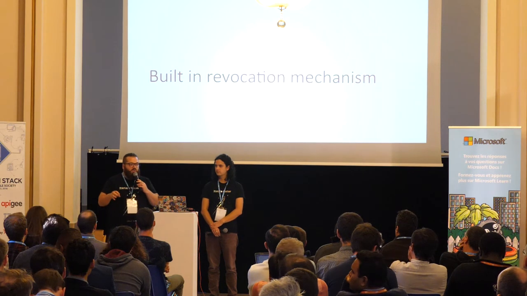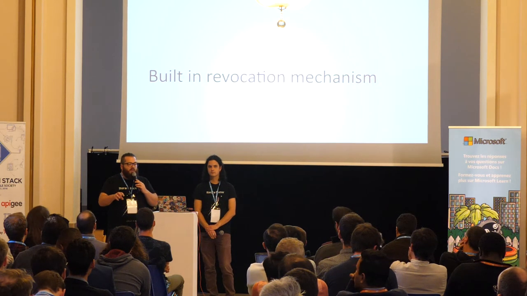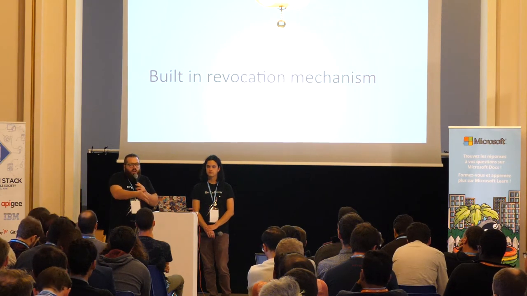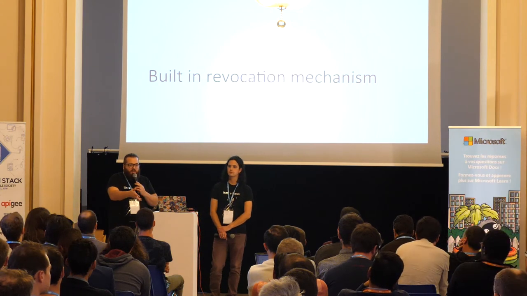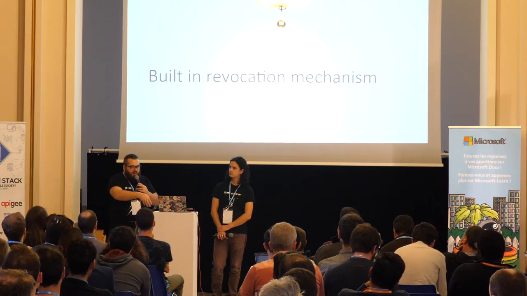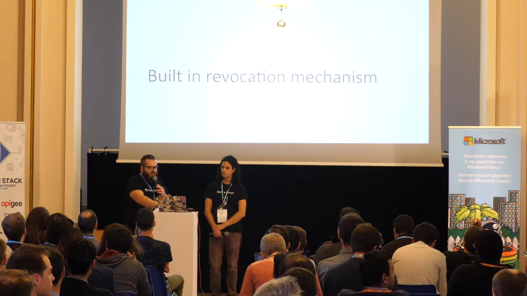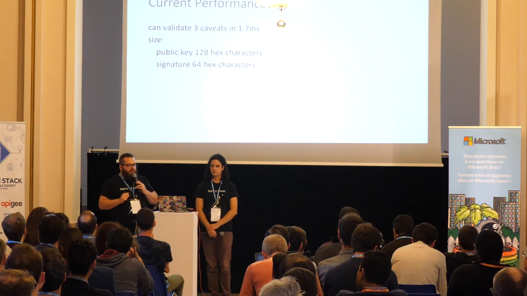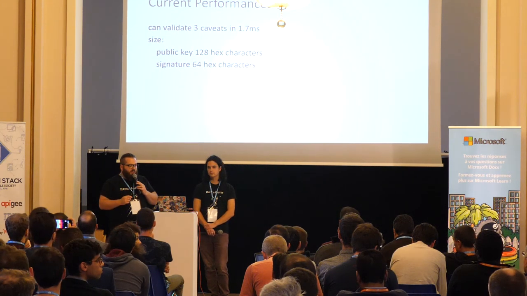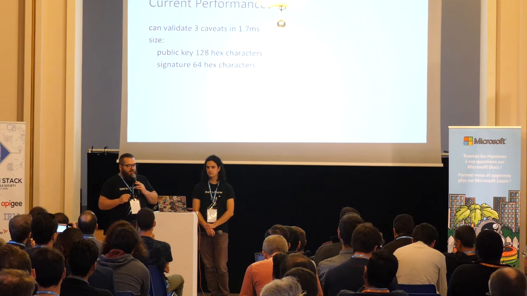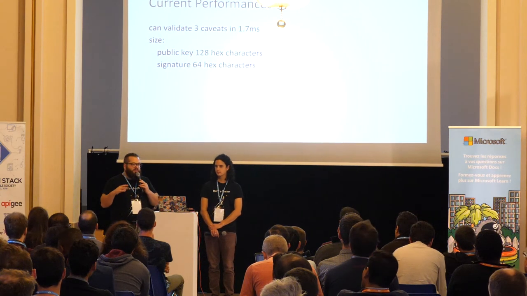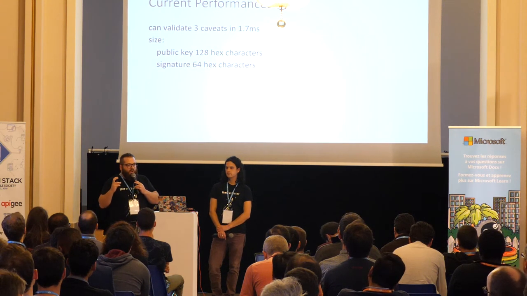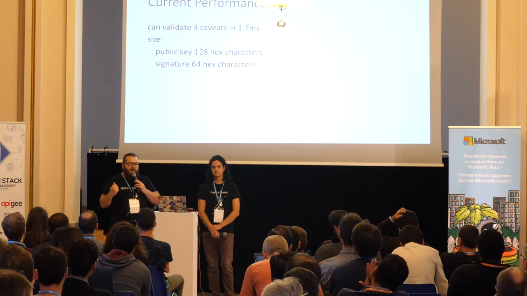The other thing is we built in a revocation mechanism. So basically, it will be easier to do. You can build a revocation mechanism for JWT or macaroons, but you have to do it yourself. There, it's in the specification itself. Current performance is quite good because we can validate 3 caveats in 1.5 milliseconds. And the public key and the signature are pretty short, so it will be possible to store a small biscuit inside a cookie.